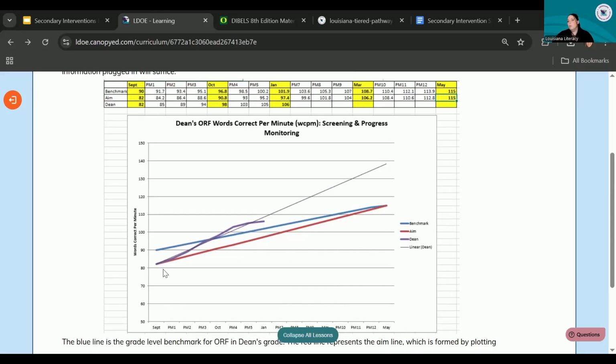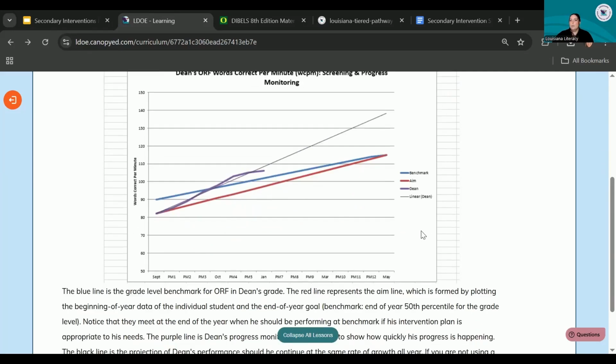And then they chose to do this linear progression of where he would be by the end of the year if he continues at this rate, their prediction for it. This doesn't necessarily need to be here. The most important part is that you have that aim line and the student's actual progress monitoring measures. So you could potentially just have the 2 lines. And again, remember the aim line is determined by the student's beginning of year words correct per minute, or whatever the skill is, their beginning of year score. And then you plot where the 50th percentile benchmark is for their grade level and draw the line there. And that's how you get your aim line.